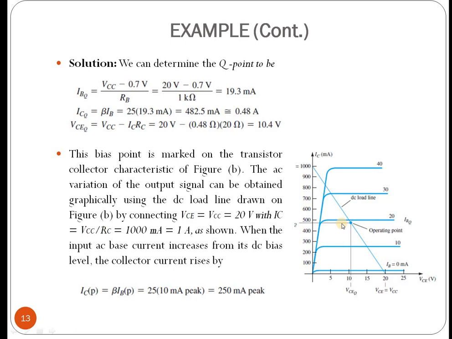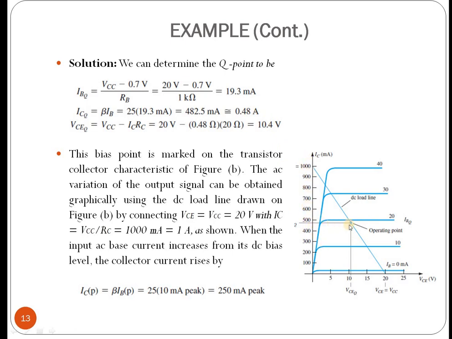So from those three calculations, we need to determine the Q point. You see that this value is under IBQ, and IBQ is 19.3 milliampere. And VCE, that is this one, is 10.4, more than 10, and the IC current is 0.48 ampere. So this line is 1000 milliampere, so 0.48 ampere here.